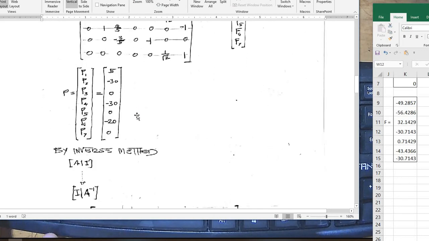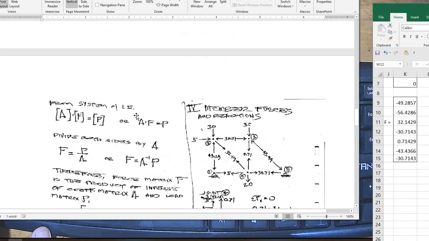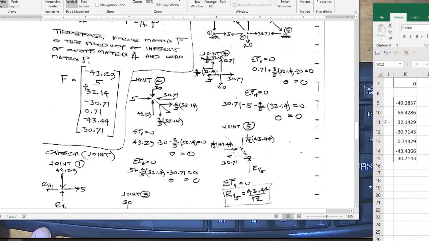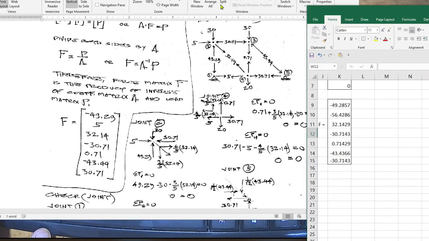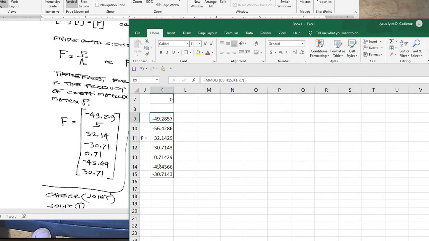So going back, your force now is negative 49.29, which is the same. I'll just highlight that. I'll click this to make it 2 decimal places. Minus 30.71. That's not right. Why is this?